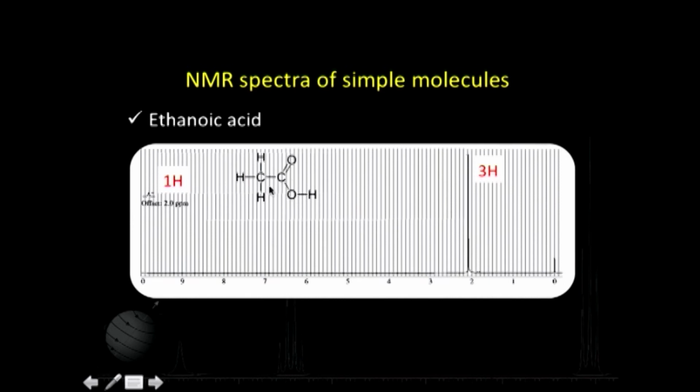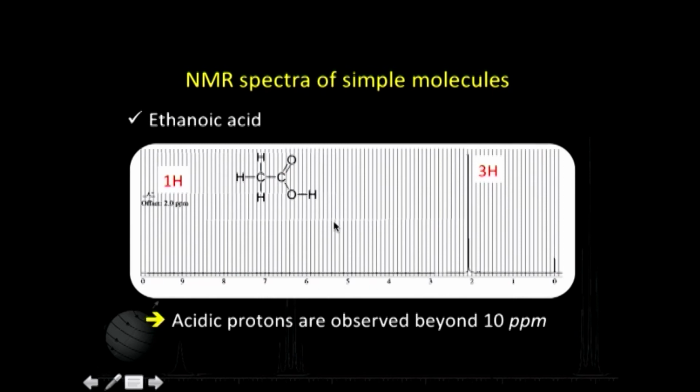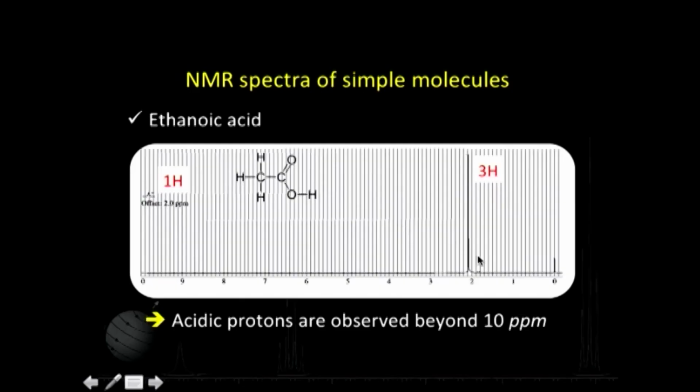Carboxylic acids will typically come beyond 10 ppm. That is again something very important to take note of: any molecule which gives a signal around 10, 11 or 12 ppm indicates the molecule has a carboxylic group in it. And the rest is simple. This methyl group is coming at about 2 ppm because it is attached to a carbon atom attached to electronegative oxygen atoms. So this is not coming at 0.9 or 1 ppm.